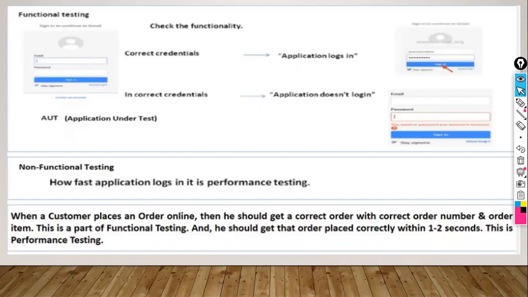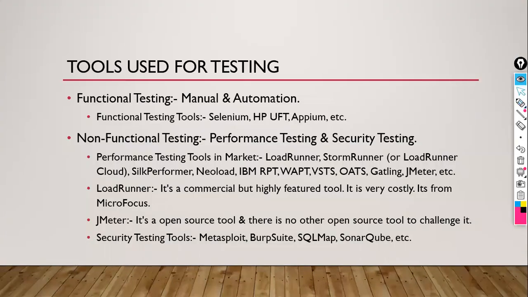Right? So with this basic idea, we'll try to understand what are the different tools that are available in the market for functional testing as well as non-functional testing. For functional testing, guys, both manual as well as automation testing will come under functional testing, right? There are different tools available in the market. The mainly used tools are Selenium, UFT, Unified Functional Testing, right? Appium. Like that, many other functional testing tools are also available in the market.